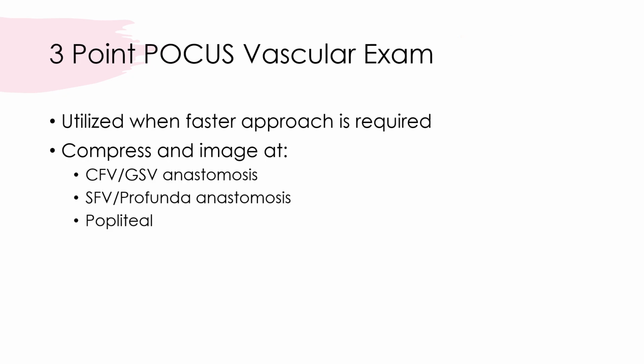process that really has pretty good feedback. So as I mentioned, that is going to be the more thorough exam that I just described, where you're doing those every centimeter to 2 centimeter compressions. You do have the option to do a 3-point POCUS vascular exam, where basically you take your transducer, you very quickly compress and image the veins at the common femoral vein, greater saphenous vein anastomosis, at the superficial femoral vein and deep femoral vein or profunda anastomosis, and in the popliteal region. So with basically 3 images, you are getting a really quick assessment to help you determine the risk of that patient for DVT.